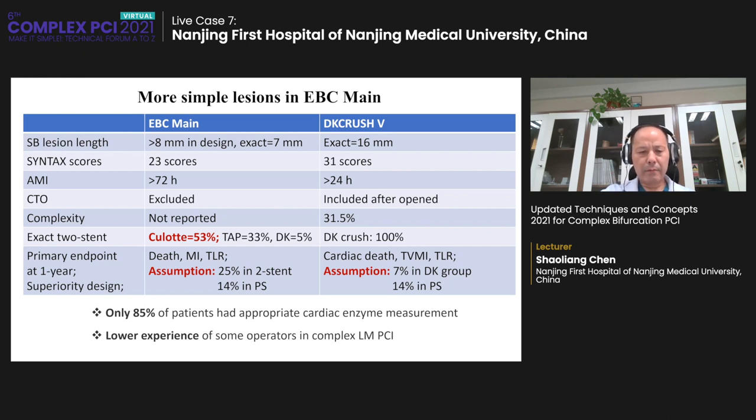Finally, the culotte stenting technique was used in 53% of the patients in the two-stent group in the EBC MAIN trial. But in our DKCRUSH-V, only the DK crush stenting technique was allowed to be used for the two-stent group.